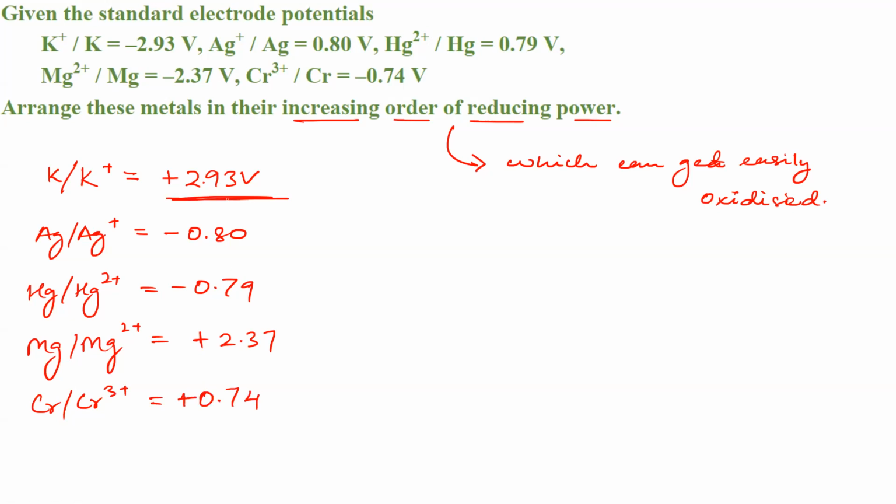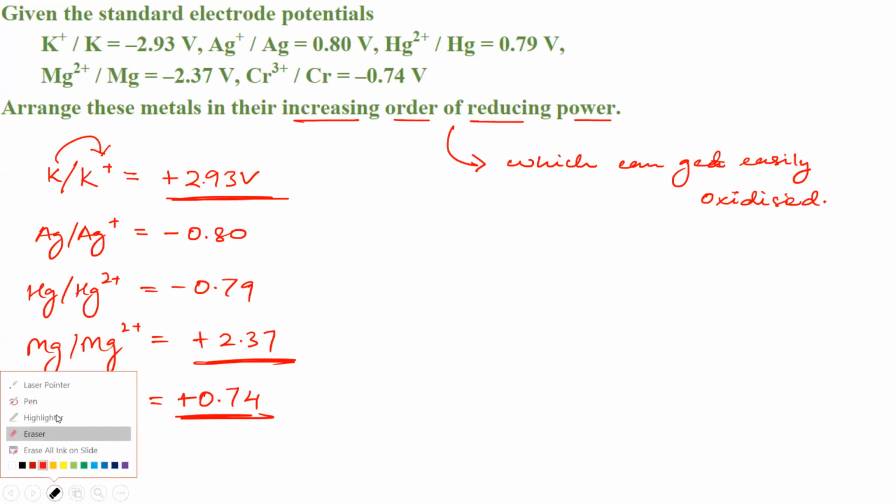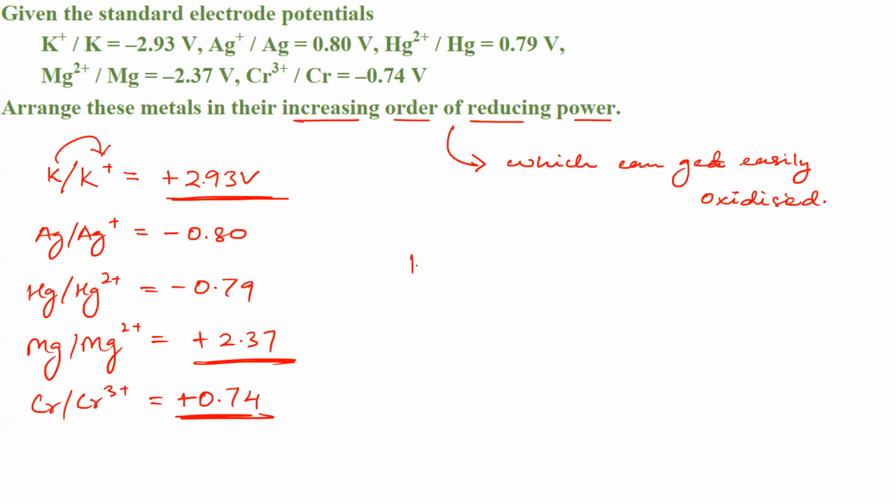So you can see that this is favorable, and this is favorable. So first of all, K has the highest reducing power. That means it can get easily oxidized. K will give you K plus plus an electron, and this electron will go and reduce something. So the one which can get easily oxidized is K, followed by what?